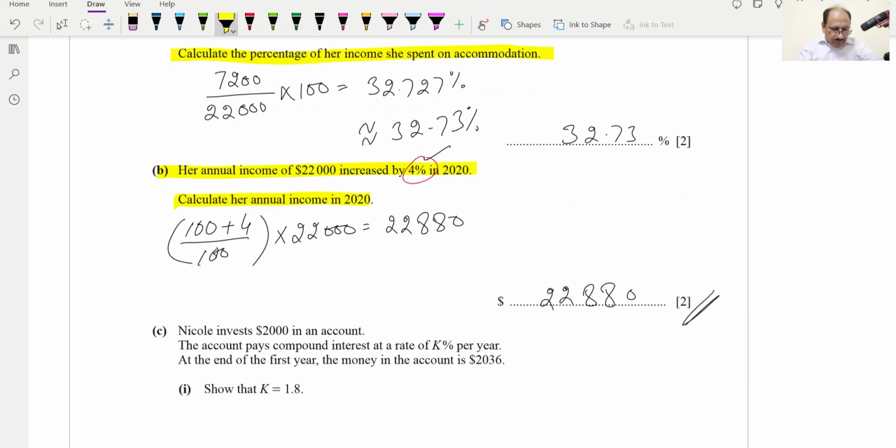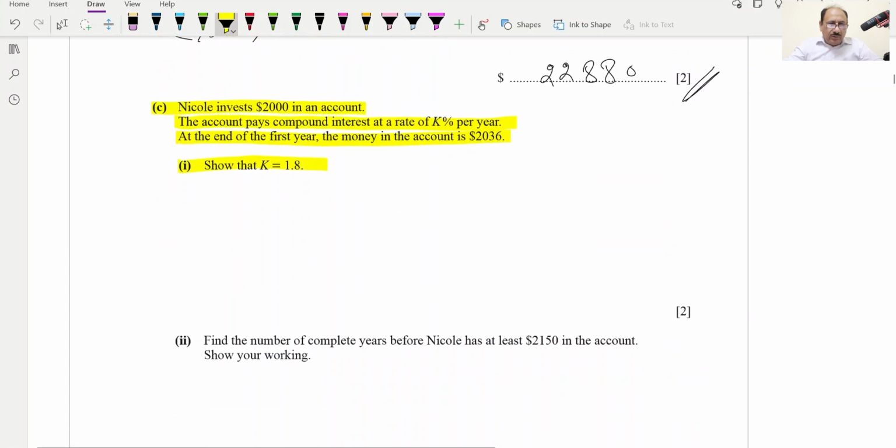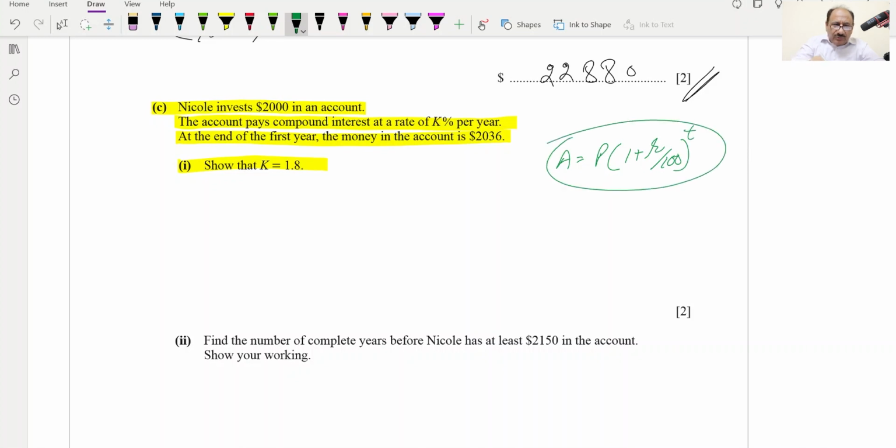Now C part, Nicole invests $2,000 in an account. The account pays compound interest at the rate of K% per year. At the end of the first year, the money in the account is this much. Show that K is equal to 1.8. So we know the formula: amount is equal to principal amount times (1 plus rate over 100) raised to the power t. This will be the formula which we will be using, and now we can replace the values.